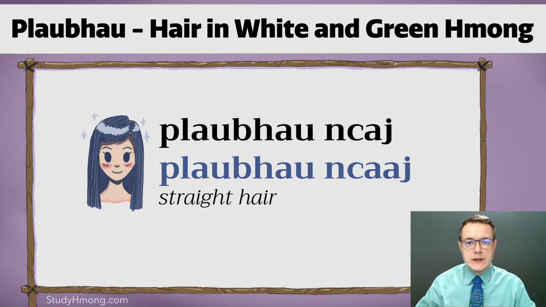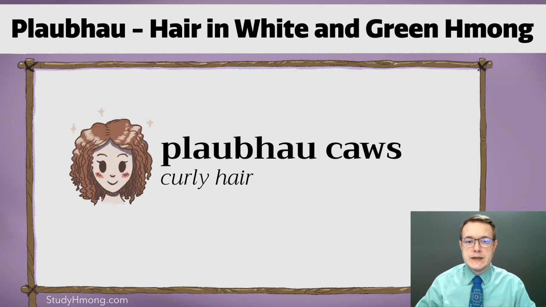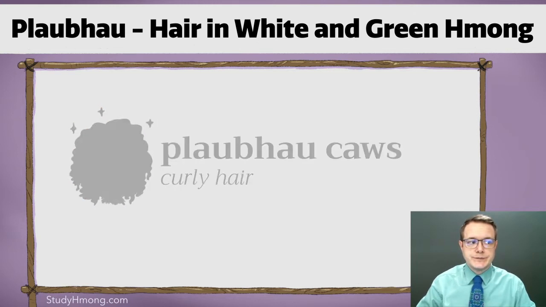For straight hair in white Hmong, we would say Plaubhau Ya. And for green Hmong, we would say Plaubhau Yang. For curly hair, we would say Plaubhau Jiao. Jiao means to fold in or to curl up, so it's appropriate for curly hair.